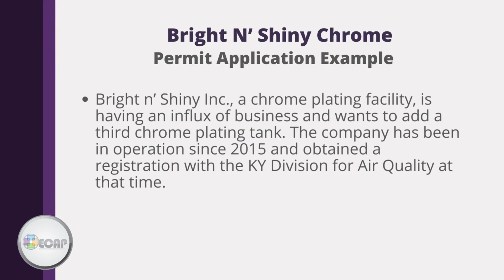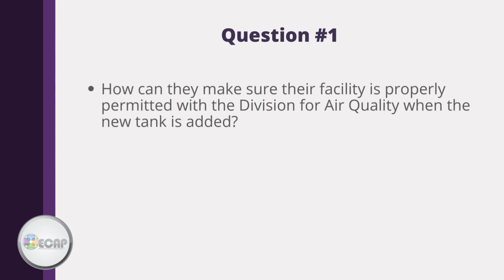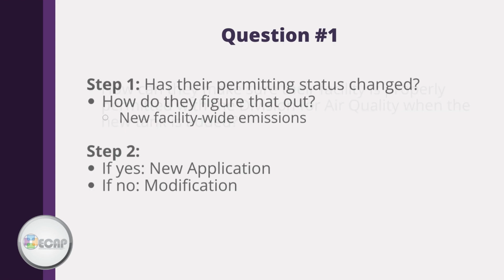In our first example, we see a facility that is currently working under a registration from the Division of Air Quality, but who wants to expand their operation. This raises some questions, which we will cover in the upcoming slides. First, we must ensure that the facility is properly permitted after the addition of the new process. We must determine if the permitting status has changed, meaning do they need to get a new permit? Have they crossed the permitting thresholds? Or can they continue to operate under the existing registration?